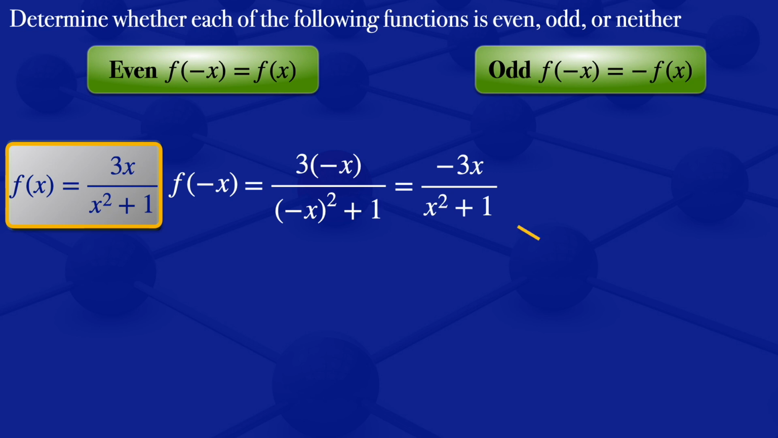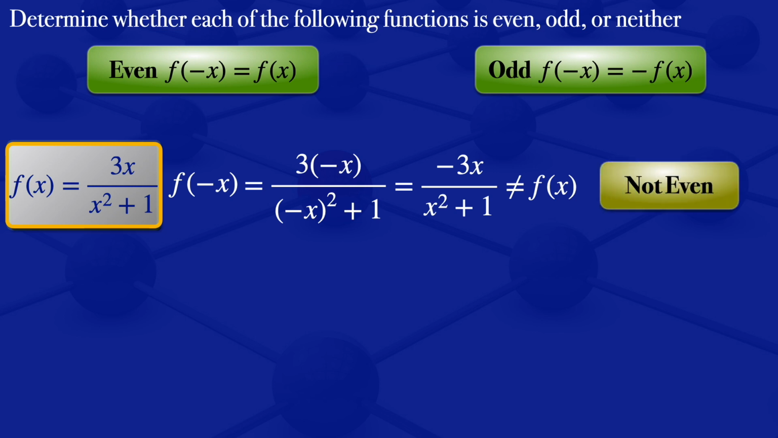If we compare this part here with our f of x, we see that those two are not equal. So we have f of minus x is not equal to f of x. So it's not satisfying this condition here, so we conclude that the function there is not even. We can try to check if it is odd.